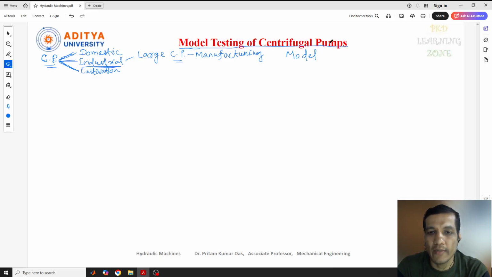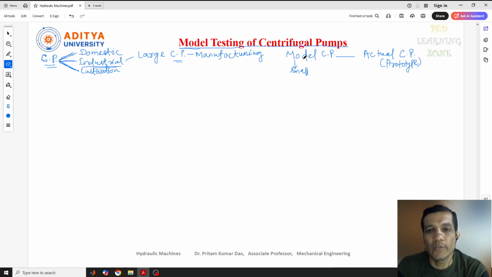Model is what? Model is a small, dummy part of the actual one. This model centrifugal pump is a small-sized centrifugal pump, and all these things will be similar to the actual one. So there is similarity between this model centrifugal pump and the actual centrifugal pump. The actual centrifugal pump is what we call the prototype. Before developing the prototype, the model can be developed.